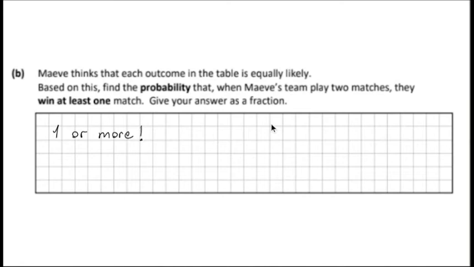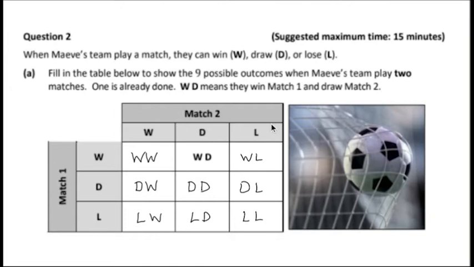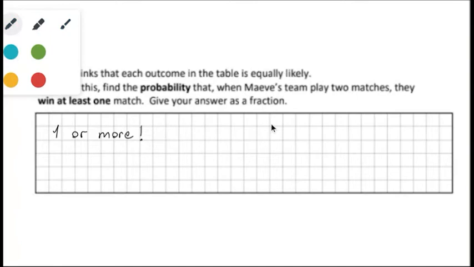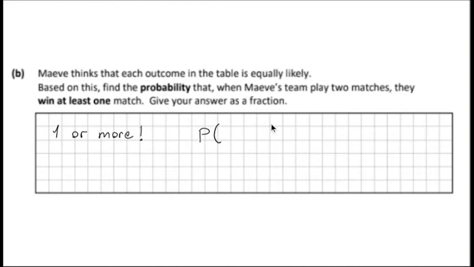So we're going to get this result through the principle of counting. So let's go back and let's identify all the matches with one win or more. So we have 1, 2, 3, 4, 5. So that's a 5 over a total of 3 by 3, which is 9. So the probability of at least one win is equal to 5/9.